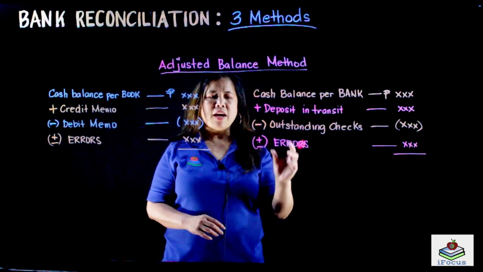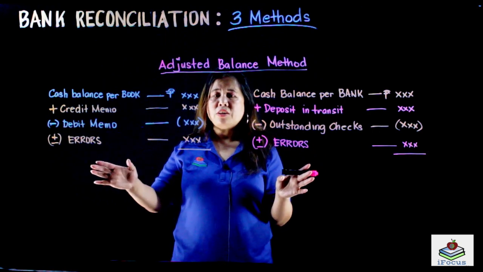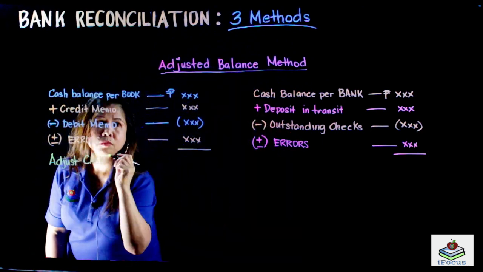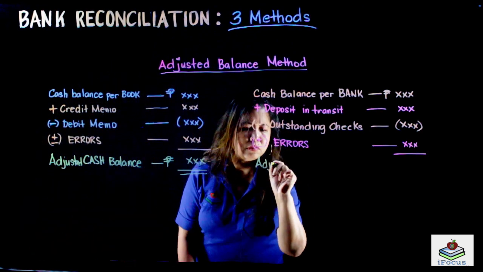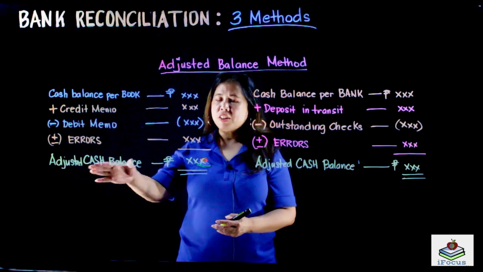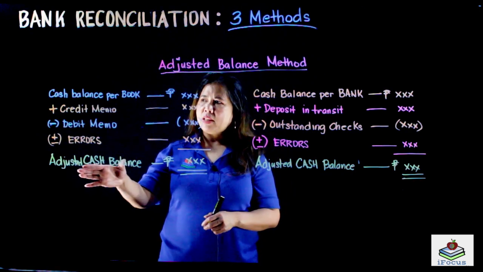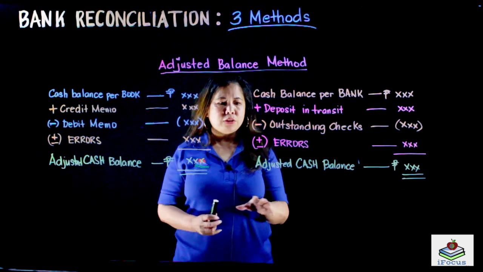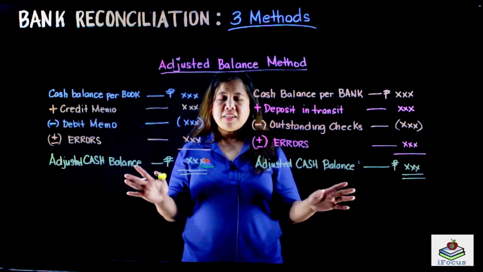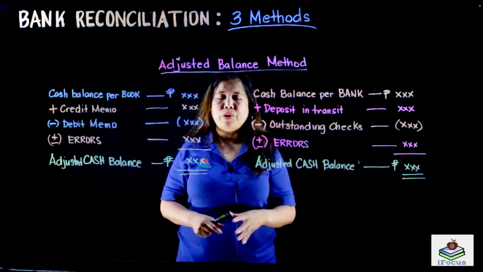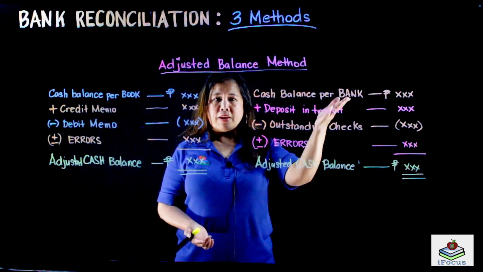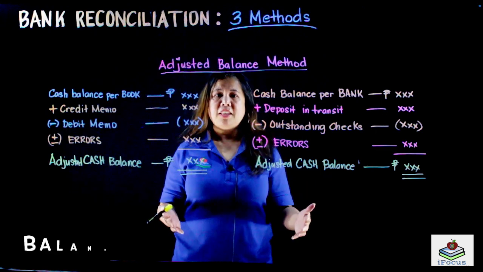Ito ang mga reconciling items, and then we will end up with the adjusted cash balance na ipapakita natin sa balance sheet. So we will end up with the adjusted cash balance, at ang adjusted cash balance per book is equal to the adjusted cash balance per bank. So itong dalawang ito ay kailangang equal. Pareha sila ng amount. So we will end up with the same amount of the adjusted cash balance per book and the adjusted cash balance per bank. Ito ang amount na ipapakita natin sa ating balance sheet.